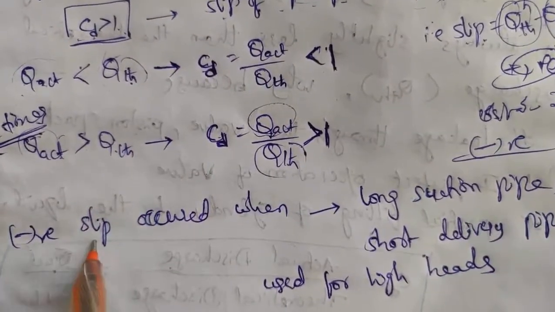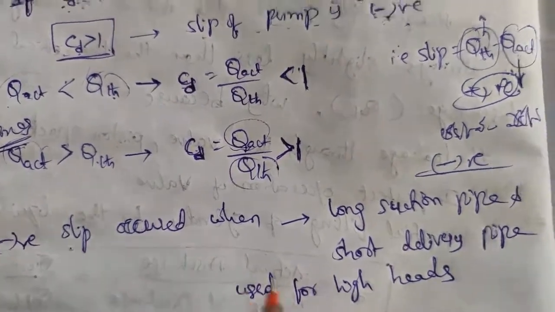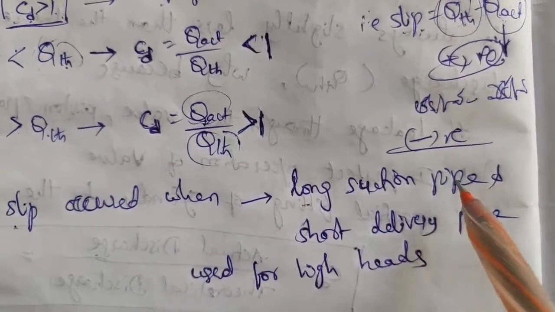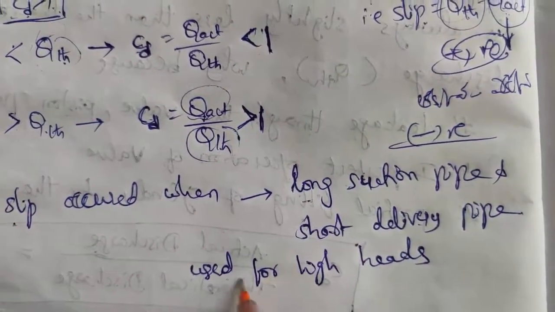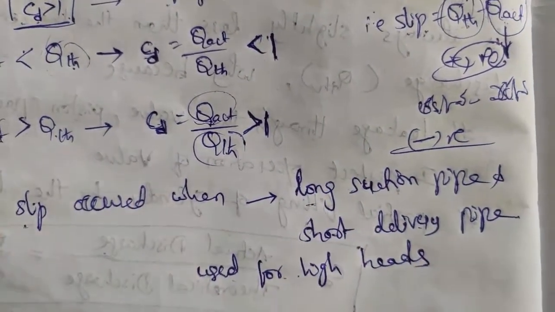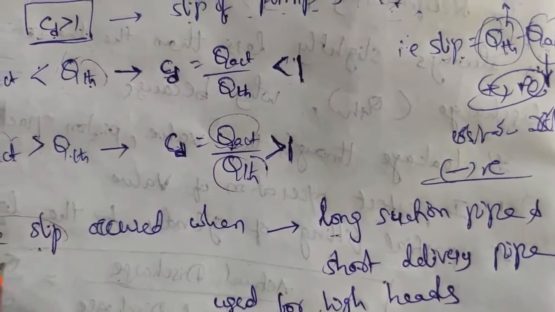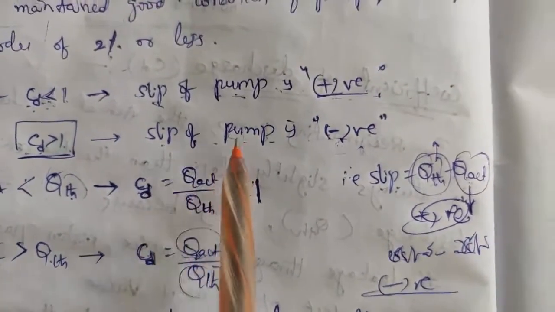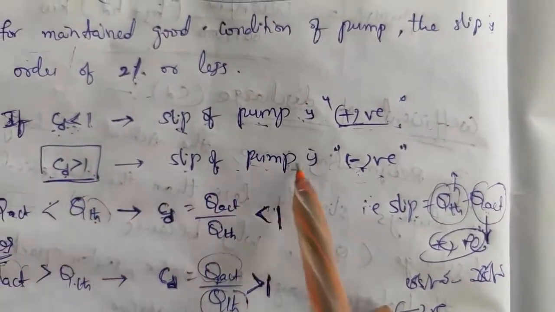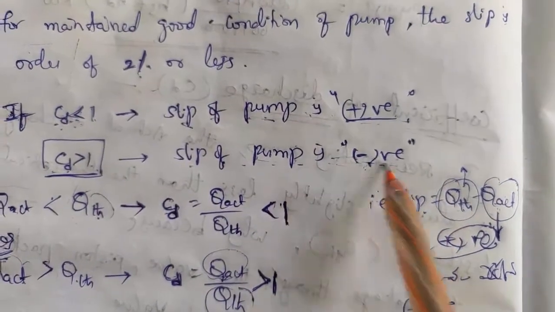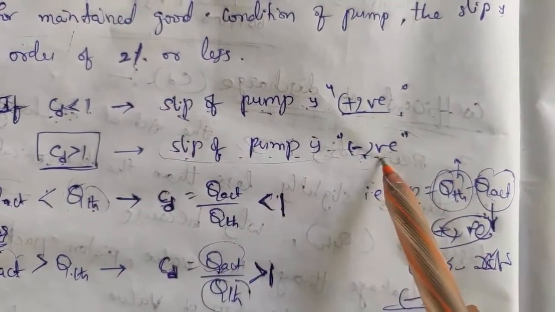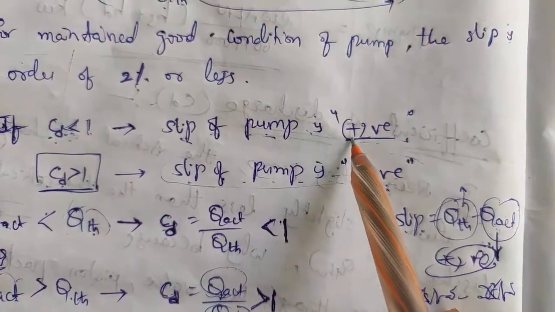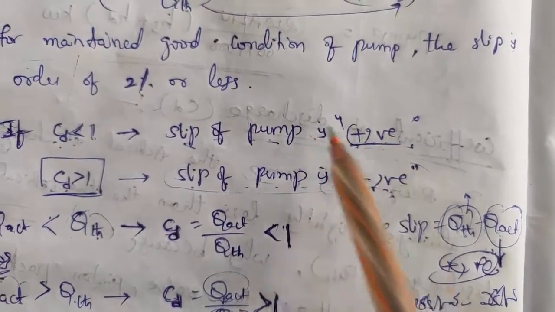it means you are using a long suction pipe and a short delivery pipe, used for high heads. We see this negative slip case, but it is a very rare case. So in practice, in most cases we observe only the positive slip of the pump.